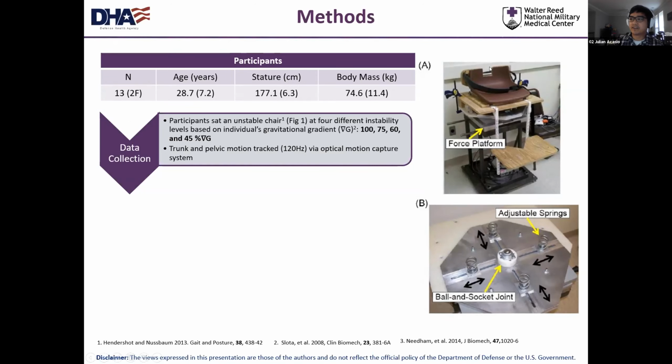The wobble chair, as seen here, has a flat seat surface that rests on top of a ball and socket joint. It has 4 springs around it. We can adjust the distance of these springs to the central pivot point.